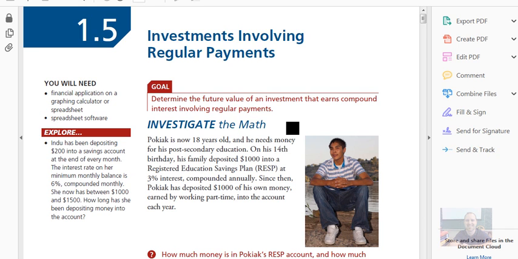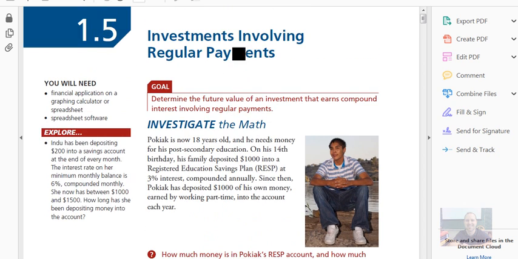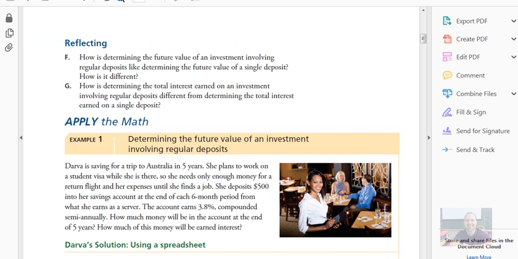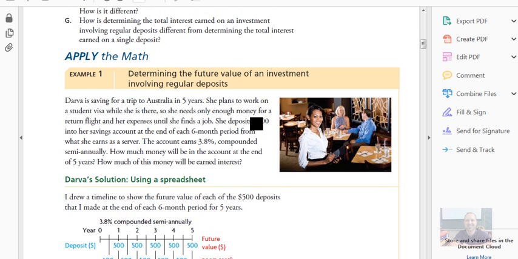So in 1.5, it's a bit of a different situation. This is investments involving regular payments. So what that means is you put some money in the bank and it starts accumulating interest. And then at a regular interval, you put more in, and then more and more. So you have stages where you don't put a big lump sum in and just leave it alone for 100 years. You put in a little bit of money here, and then a little bit of money next paycheck, and so on, which is the case with example 1.